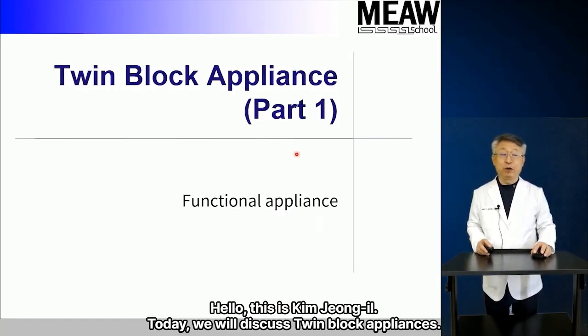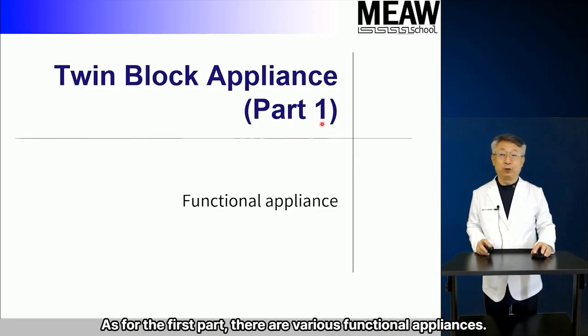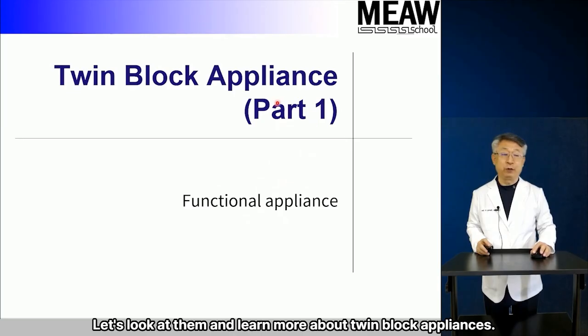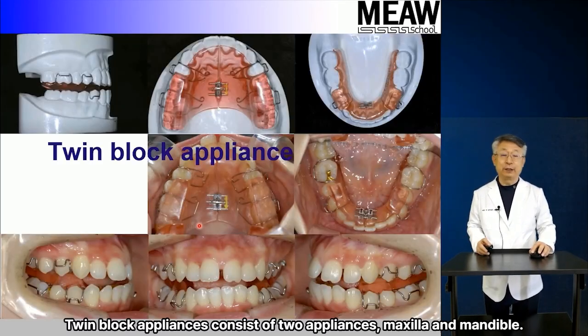Today, we will discuss twin block appliances. As for the first part, there are various functional appliances. Let's look at them and learn more about twin block appliances. Twin block appliances consist of two appliances, maxilla and mandible.